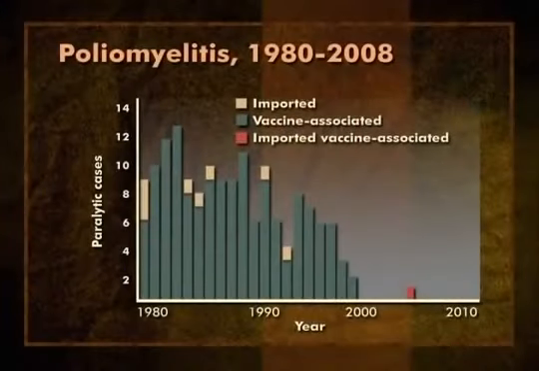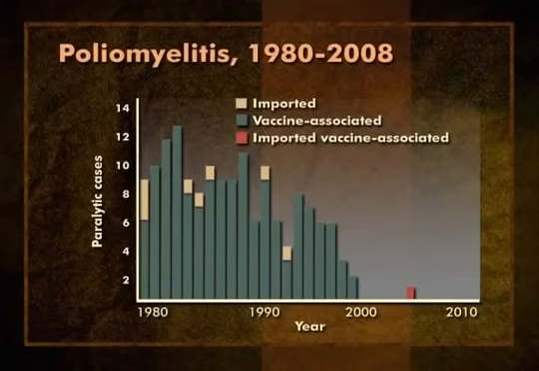Even after the last cases of paralysis from wild-type poliovirus in 1979, cases of paralytic polio continued to be reported. This graph shows the number of paralytic polio cases reported in the United States by year since 1980. Between 1980 and 1999, 158 paralytic cases were reported, an average of about 8 cases per year.